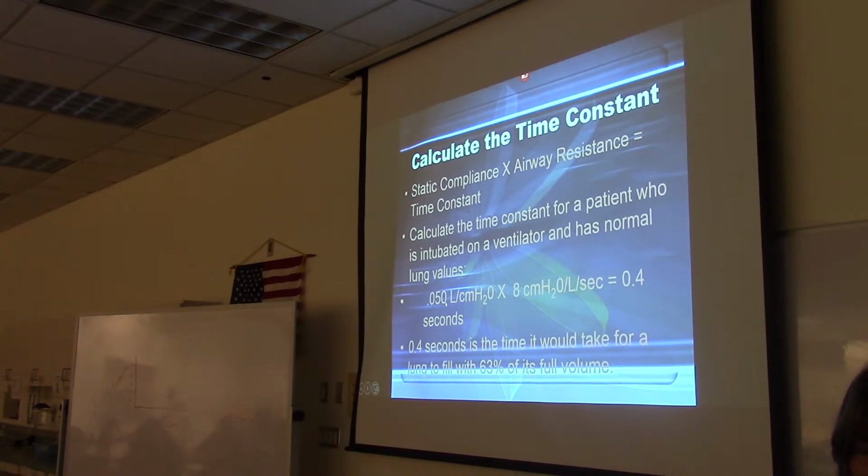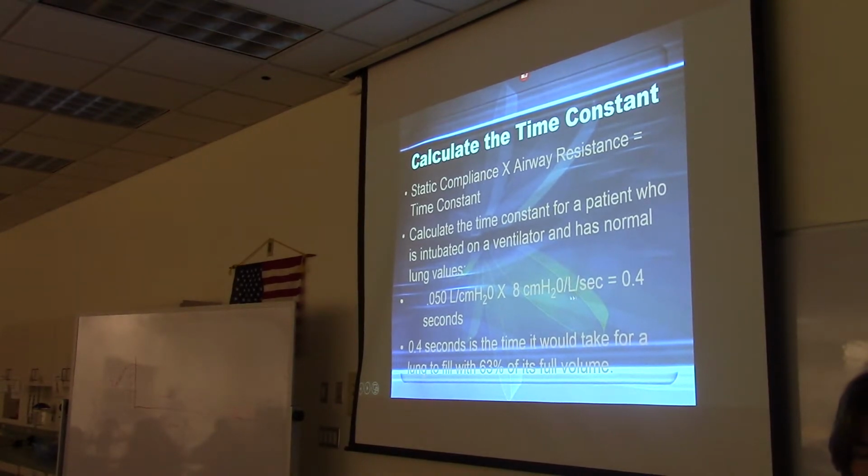Do you know how to get from 50 cc's to liters? Yeah, you move your decimal point 3 places to the left. So it's 1, 2, 3. So this needed a 0. So 0.05 liters is the same thing as 50 cc's. And remember, 50 cc's is normal static compliance. All right, so that's normal.